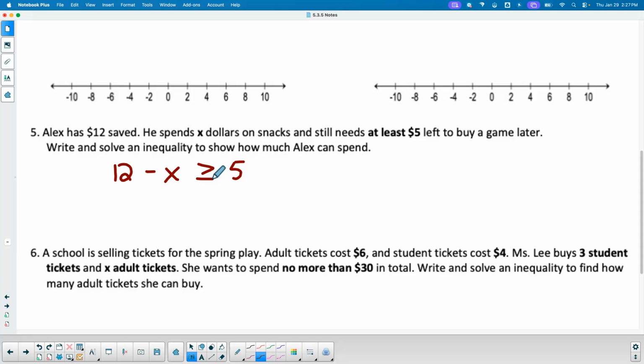Okay? So we've written it. Now we need to solve it. How would you go about solving 12 minus X is greater than or equal to 5? Subtract 12 on both sides. Love it. That's going to give me negative X is greater than or equal to negative 7. Next.